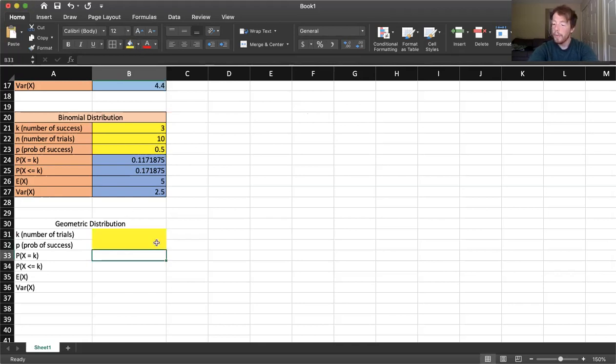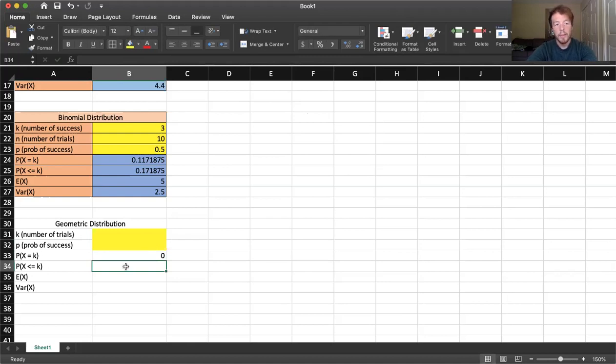So the probability of x being equal to a point, it's actually not a difficult formula, so I'm just going to type in the formula that I gave you in class, which was 1 minus p to the k minus 1, and I want to take that whole thing, they're all in parentheses, and times it by p again. Okay?